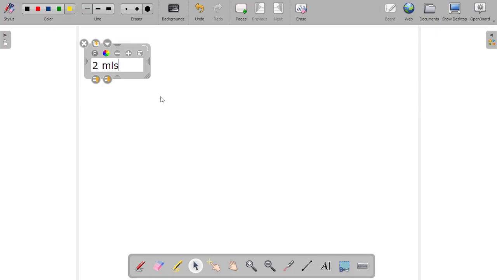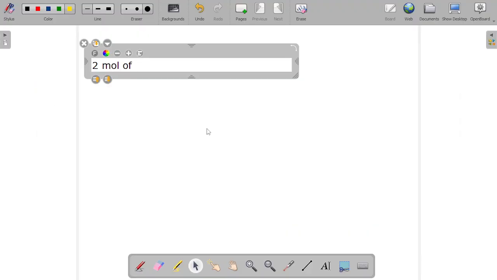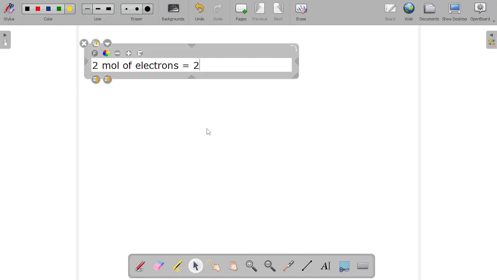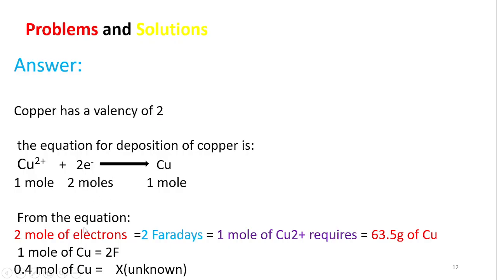So we have that 2 moles of electrons is equal to 2 Faradays, which is equal to what? So 2 moles of electrons here is equal to 2 Faradays. That's confirmed, which is equal to 1 mole of the copper(II) ion, which is also 1 mole of the element. And 1 mole of the element in chemistry is equal to 63.5 grams of copper.